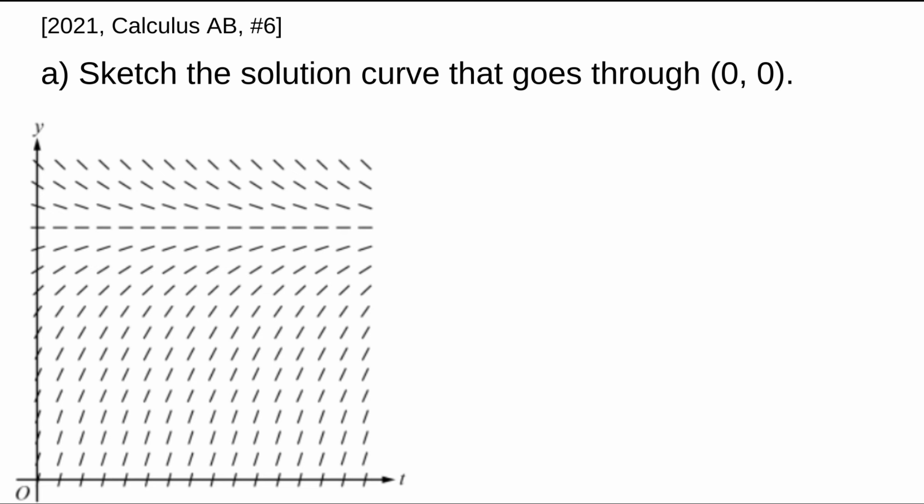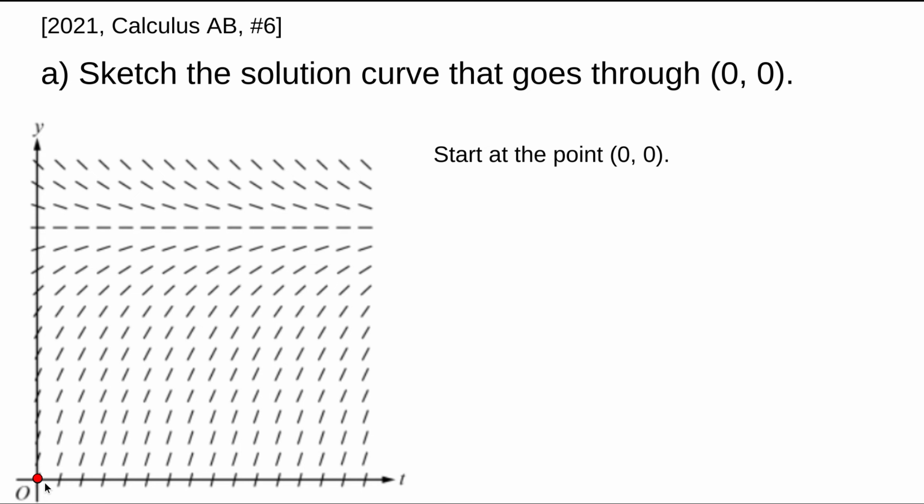In part A of the question, we are asked to sketch the solution curve to the differential equation that goes through the point (0, 0). The first thing you're going to want to do if you have to sketch a solution curve to a differential equation on a given slope field through a given point is make sure you go through the given point. So graph the given point. In this case, it's (0, 0). Notice it's down here.